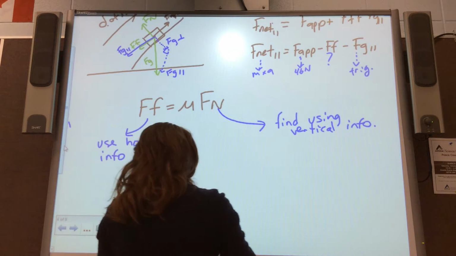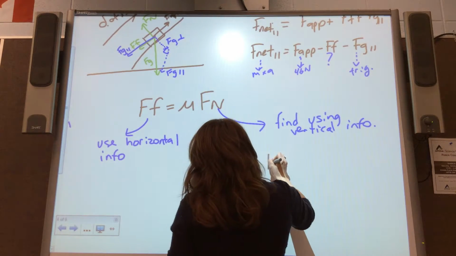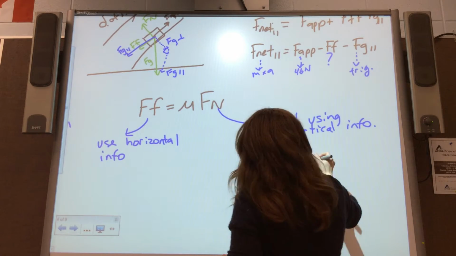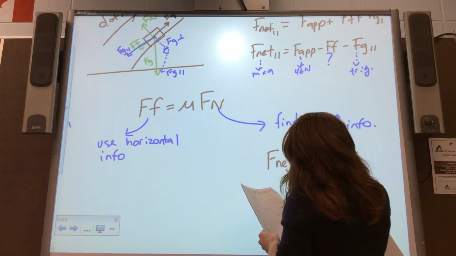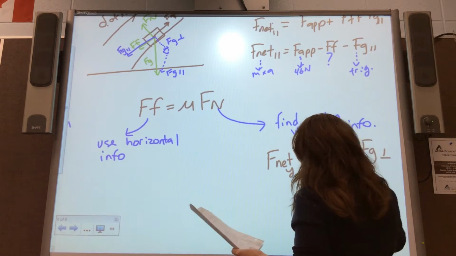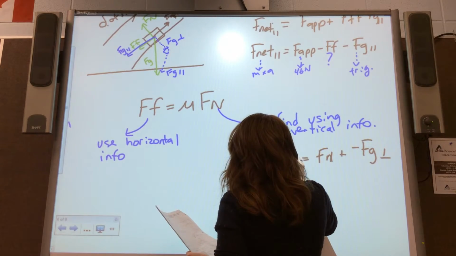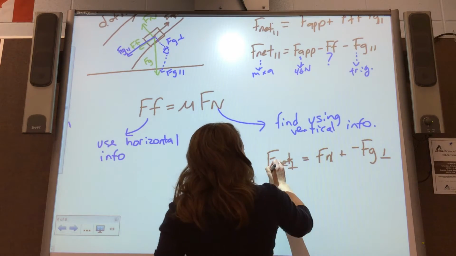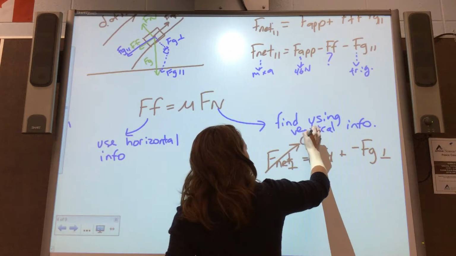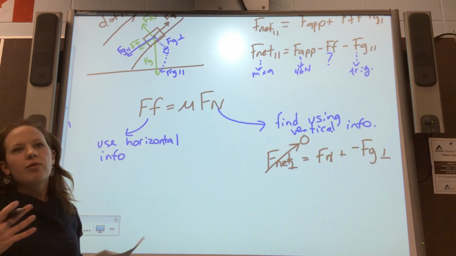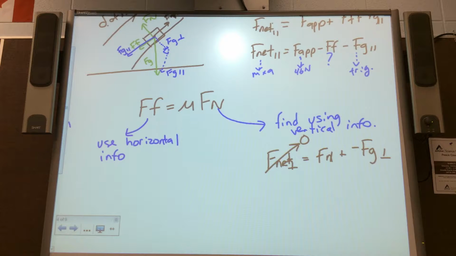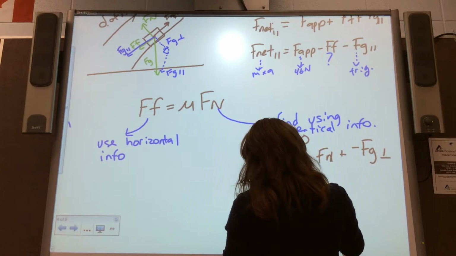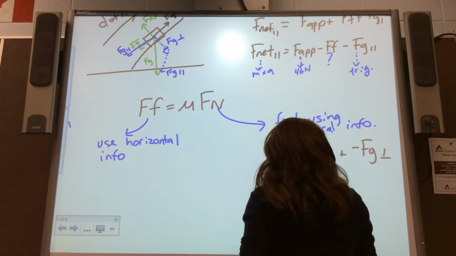Okay, so my vertical information. For my vertical information, Fnet of y is equal to Fn plus negative Fg perpendicular. This is Fnet perpendicular, or Fnet y, doesn't matter. So Fnet perpendicular, though, I can set to 0, because I know that the overall movement of my object is sliding down parallel. So Fnet perpendicular, who cares? So then I can say Fn is equal to Fg perpendicular.